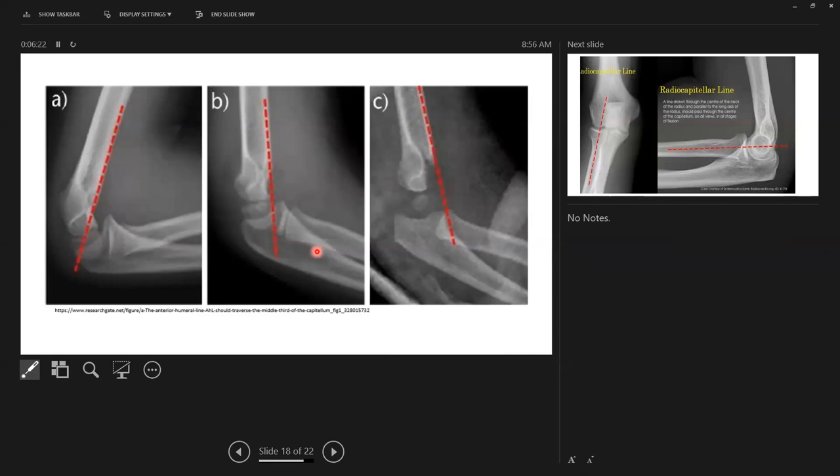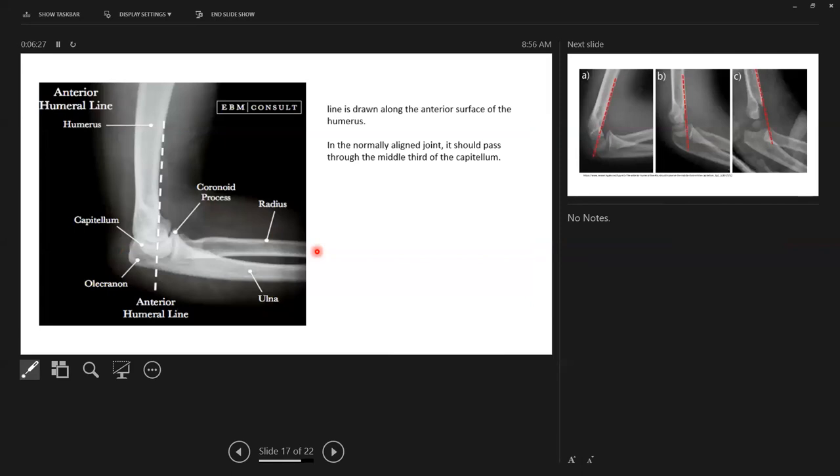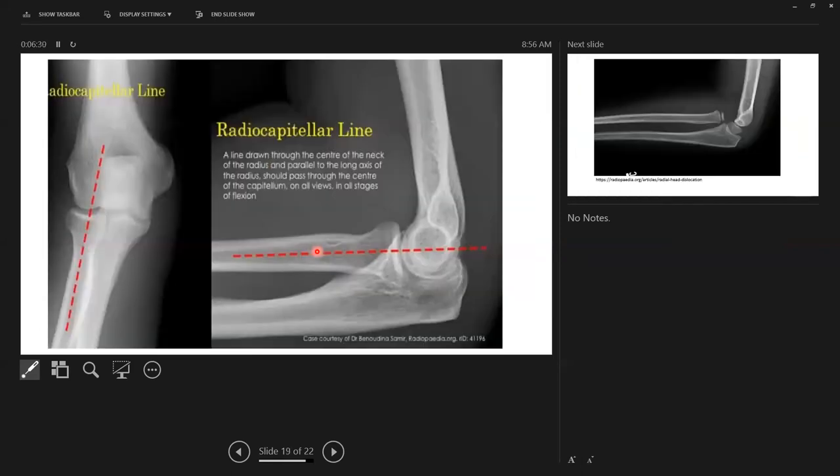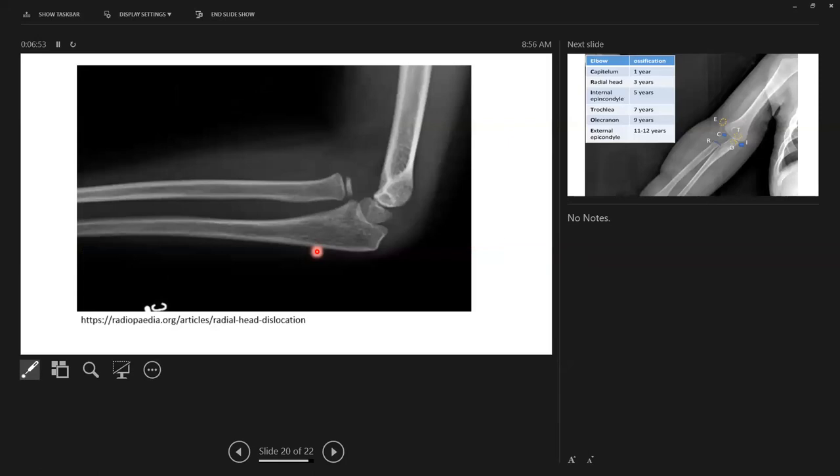Supracondylar fracture is most commonly seen in pediatric patients, so be more careful about this kind. So we use the anterior humeral line. Then we have another line also in the elbow X-ray, called the radiocapitellar line. You take the middle section of the radius, parallel to it, and it should pass through the center of the capitellum in all stages of flexion. For example, in this patient, when you draw the radiocapitellar line, it doesn't cross the middle of the capitellum. So this one is already a radial head subluxation.